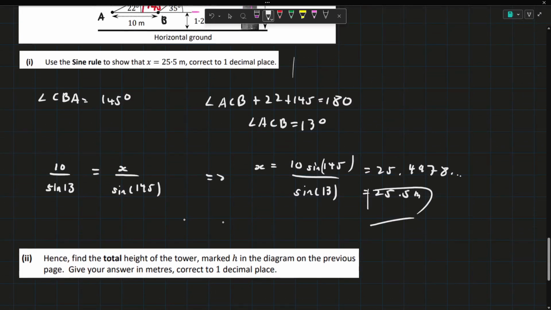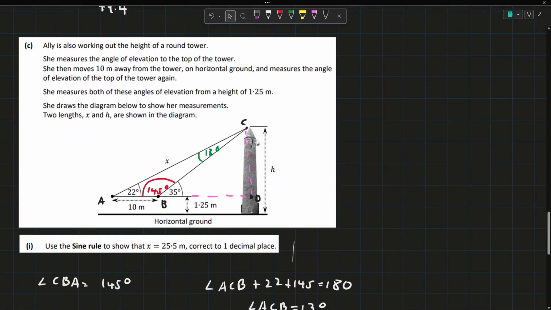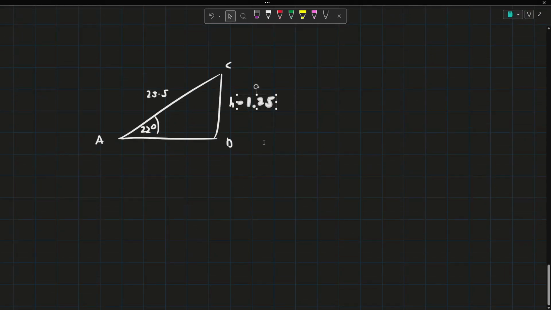we know that the hypotenuse is 25.5. We know this angle here is 22 degrees. And then this side here, be careful, it's not H, it's actually H without that 1.25. So it's going to be H minus 1.25 for that reason.